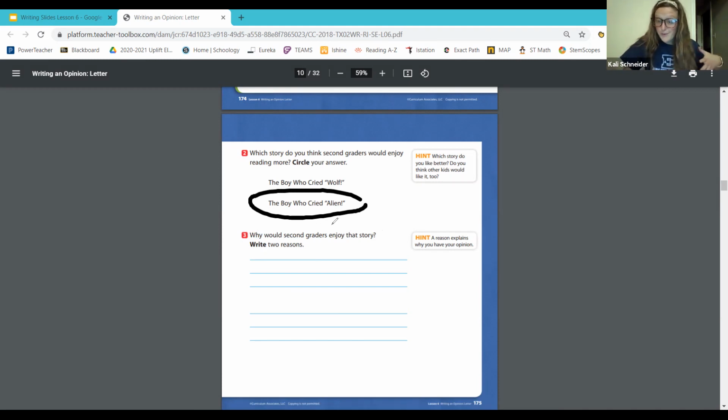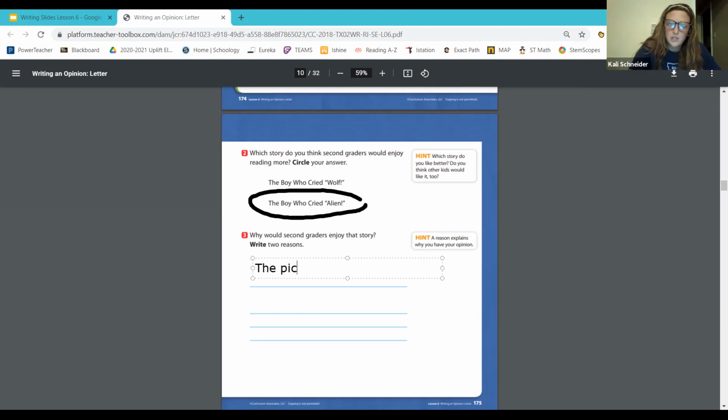So if you are picking The Boy Who Cried Wolf, go ahead and pause, brainstorm. I'm gonna brainstorm my ideas, and you can write similar ones as me. You can write way different ones than me because it's your opinion. So I don't want you to feel like you have to have the same opinion as me, because we can absolutely be different. And there's no right or wrong answer. Why do I think that second graders would like this story?